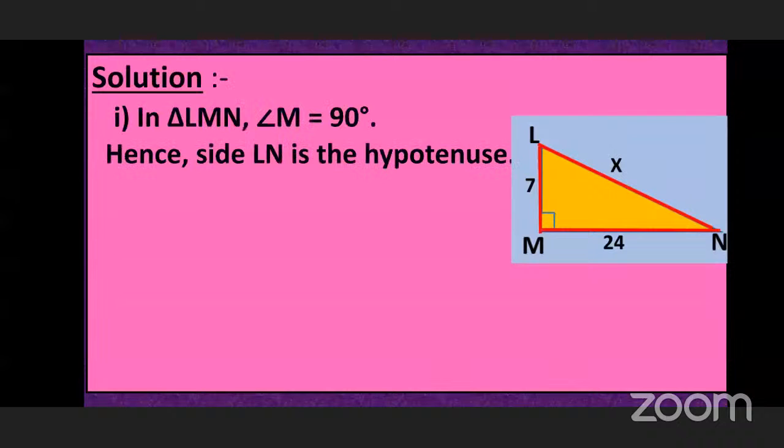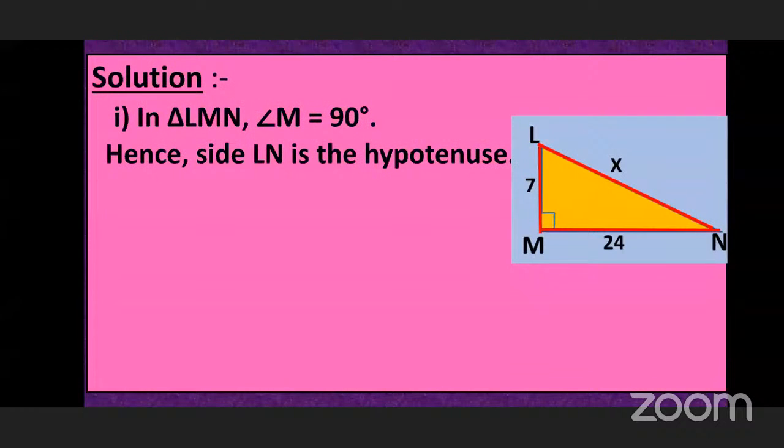So the measurements are given. The length of LM is 7 centimeter and MN is 24. See children, here units are not given. Centimeter and meter is not given. So LM is 7 and MN is 24, and we are supposed to find out the hypotenuse. We are asked to find out the value of LN. Okay, so we will start with the sum.